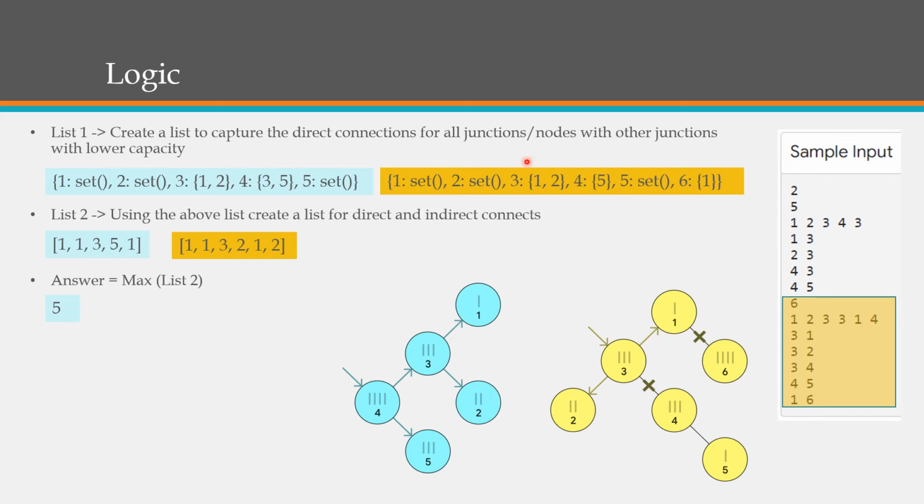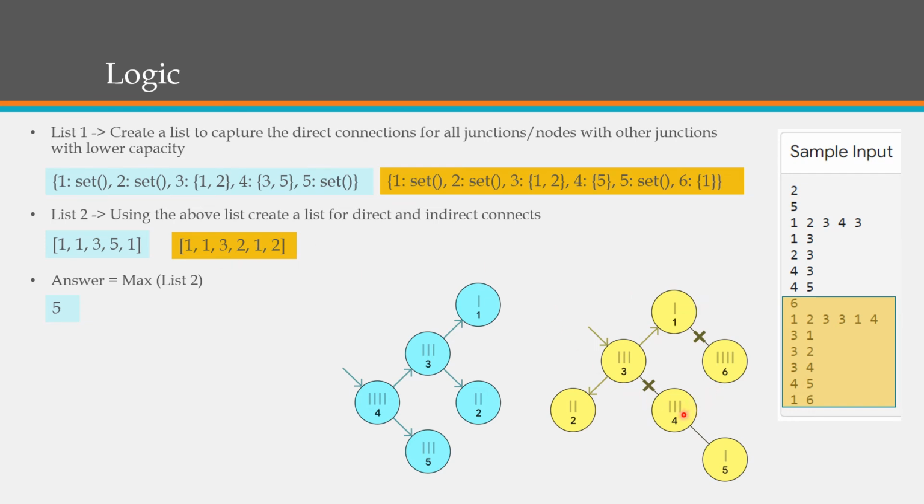So this is the direct connections with the lower capacities, and then we create the indirect connections, okay, using that. So for 1, if we just try to calculate everything, there is no going anywhere, so including only that junction we have 1, here also we have 1, and here we have 3, okay, these 3 connections.